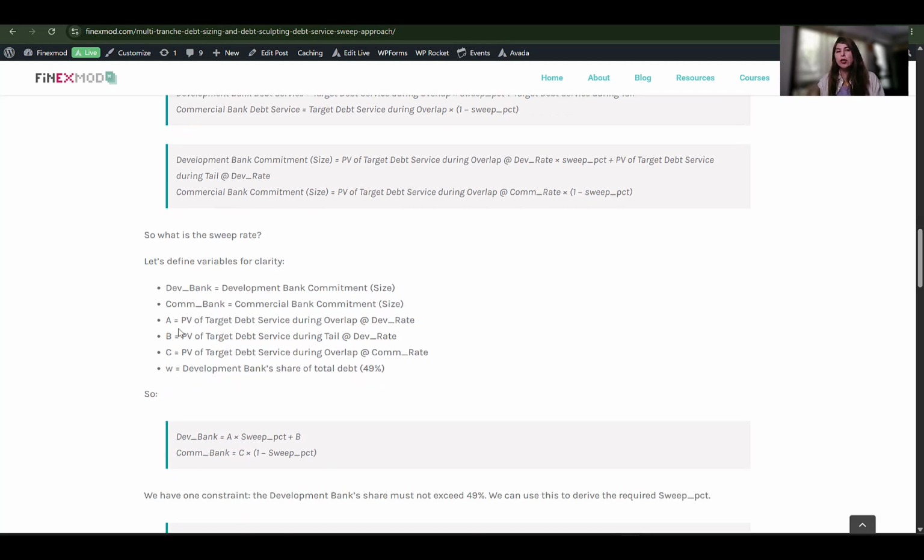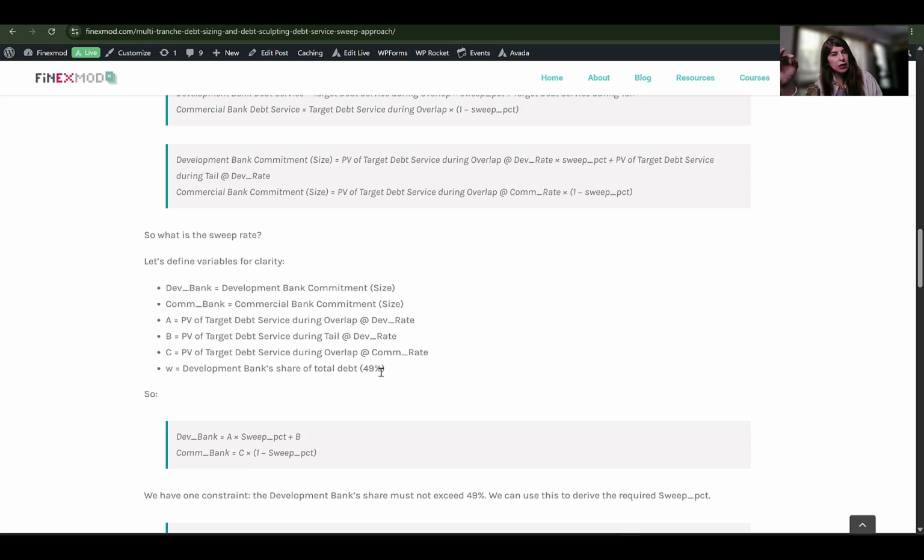We're going to define a new variable called A. That A is the present value of the target debt service during overlap, discounted at the development bank interest rate. B is going to be the PV of the target debt service during tail, discounted at the development rate. And C is going to be the PV of the target debt service during overlap at commercial bank interest rate. And the W is going to be the development bank share of total debts.